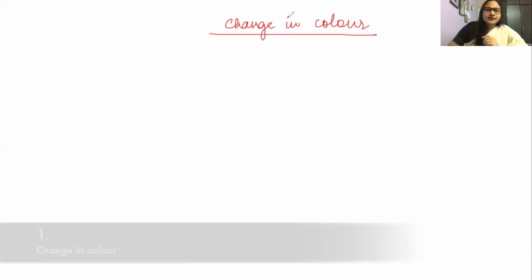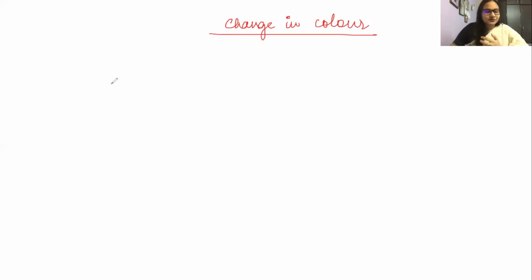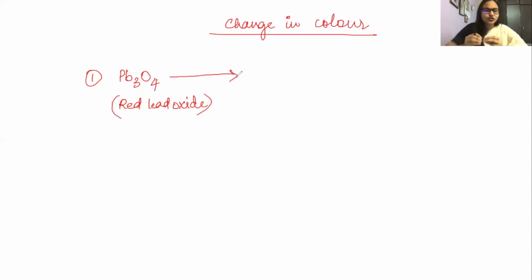All right. Now, under these characteristics, there are several examples. There are also some examples mentioned in your textbook. One such example is that of Pb3O4. Pb3O4 is actually commonly known as red lead oxide. All right. Now, this red lead oxide, it can break down into smaller molecules on heating.